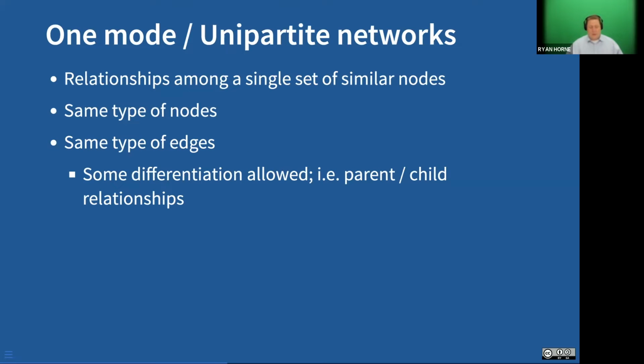And so if we're looking at, say, one mode or unipartite networks, these are mostly what most graphs are. Same types of nodes, same types of edges, we're just expressing a relationship. And these relationships can be different, like parent-child, again, Game of Thrones, like related to, allied to, whatever, but they're still the same. It's just the same kind of node and the same kind of conceptual relationship.